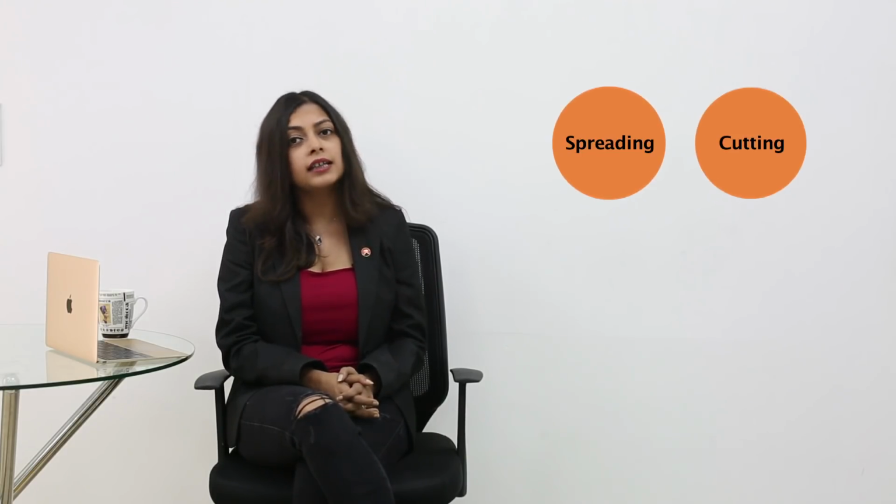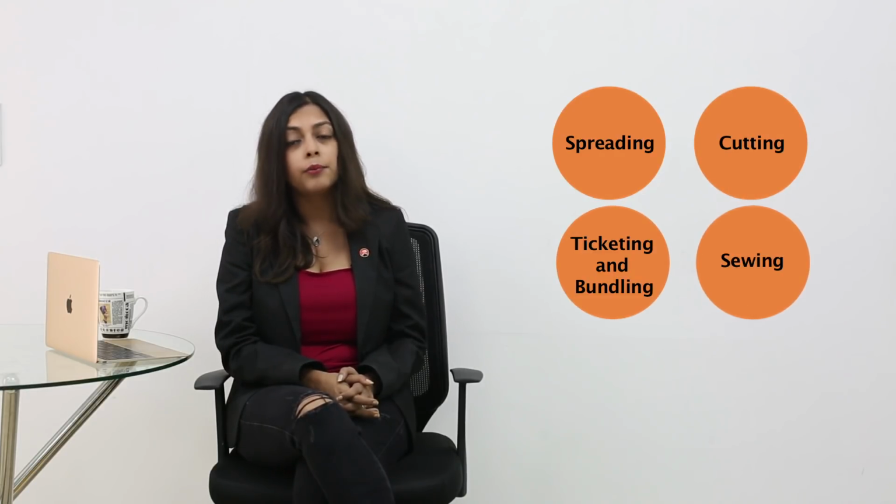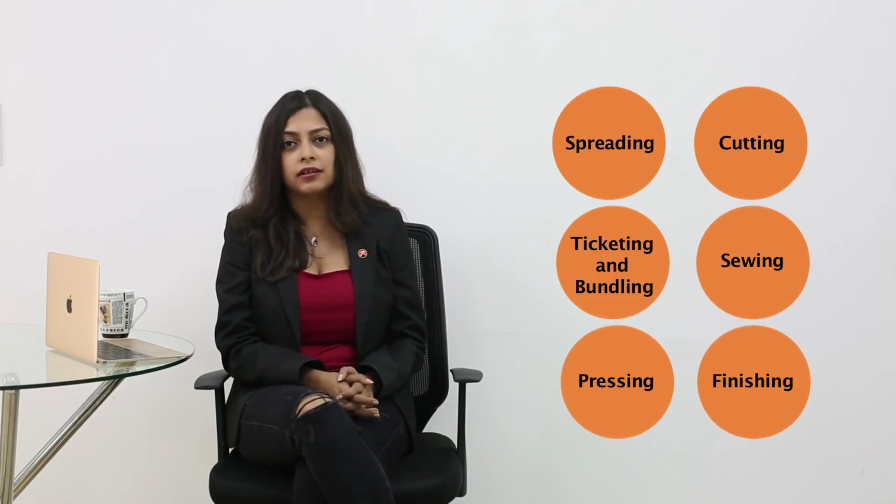This process should be conducted in every section of production. It should be done in spreading, cutting, ticketing and bundling, sewing, pressing, as well as in finishing. The next stage is inline inspection.